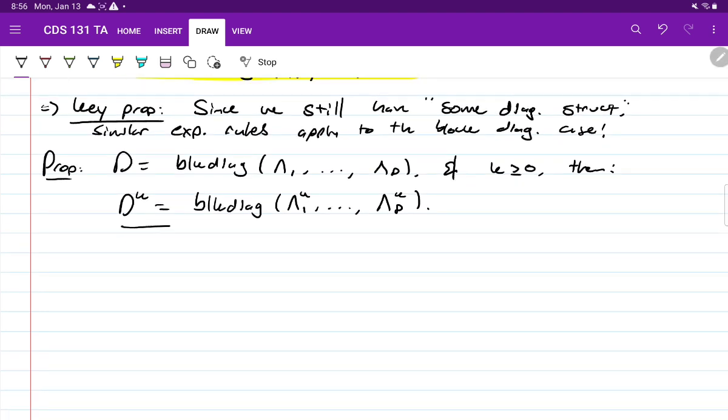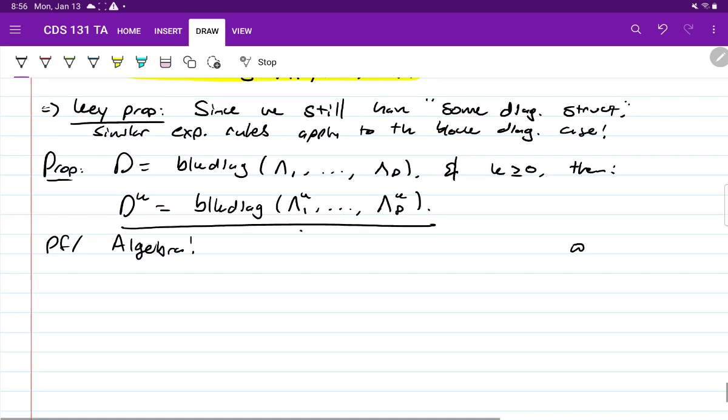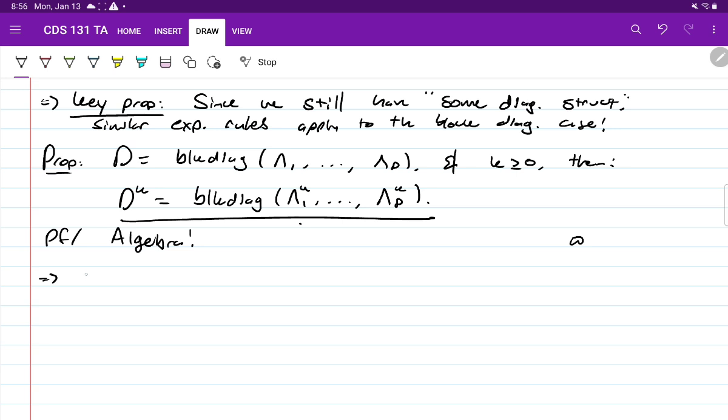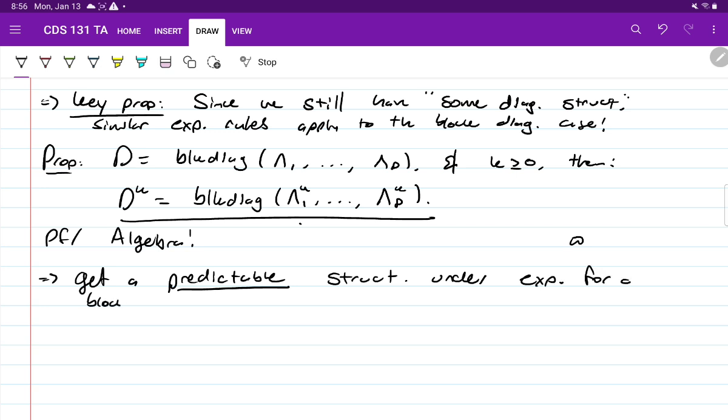Okay, all right, nice. The proof is just a nice exercise in algebra. There's really nothing much to the proof, so give this a try if you don't believe me. What we've done here is confirm that we get a predictable structure under exponentiation for a block diagonal matrix. So we've established that we get a nice structure under exponentiation for a block diagonal matrix.